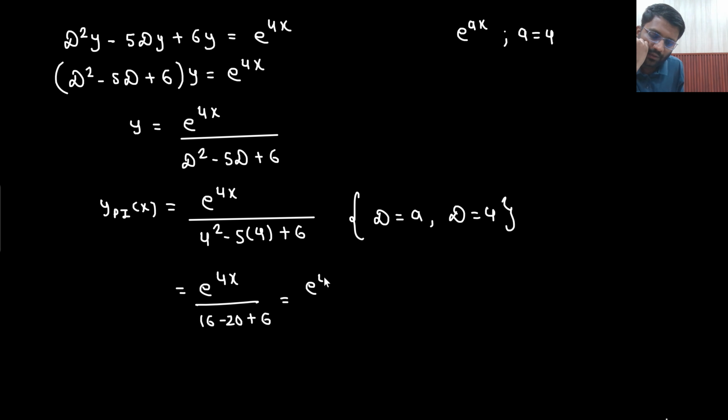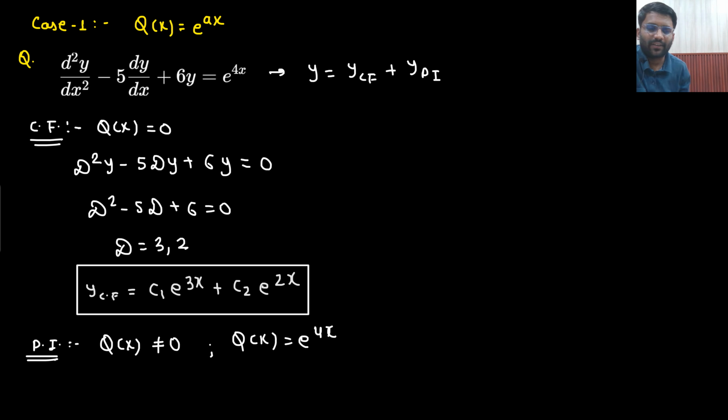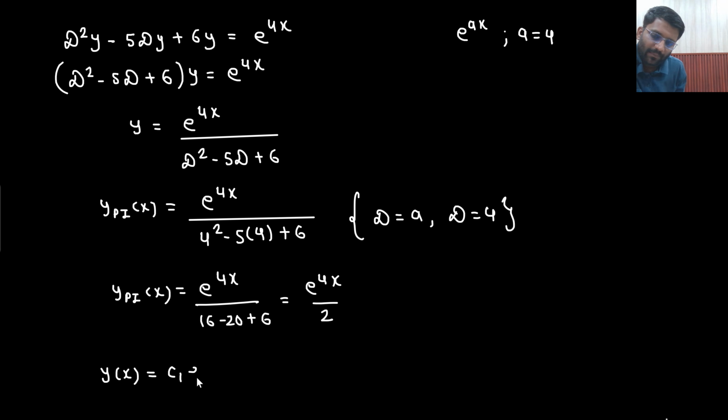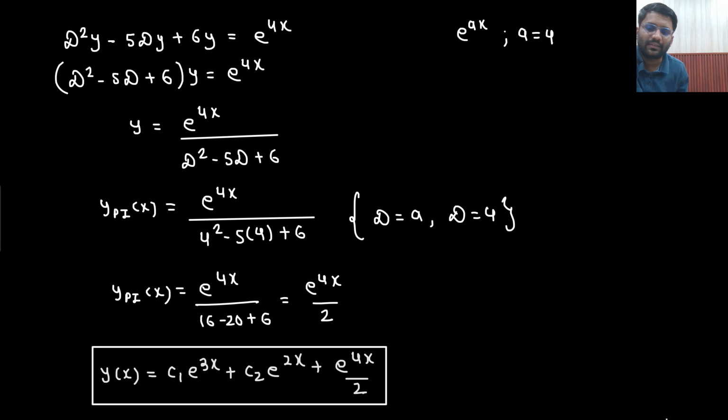So what are you getting? e to the power 4x by 2. So your particular integral of x is coming out to be e to the power 4x by 2. So what is your final y? Sir, y as a function of x is coming out to be CF plus PI. CF is coming out to be c1 e to the power 3x plus c2 e to the power 2x, plus e to the power 4x by 2. That's it. This is the answer you are getting.